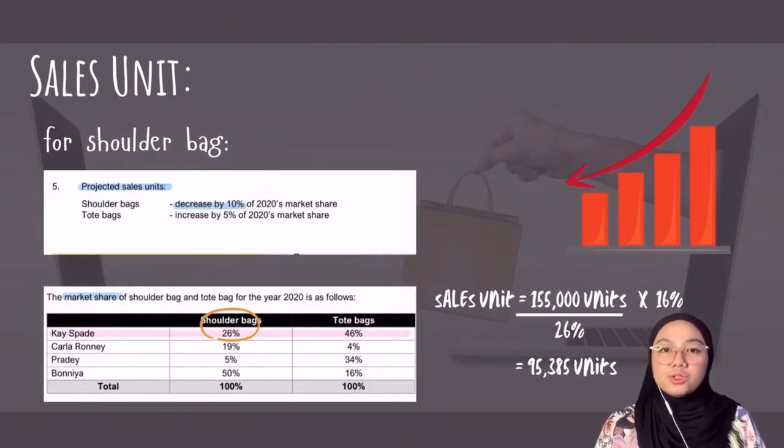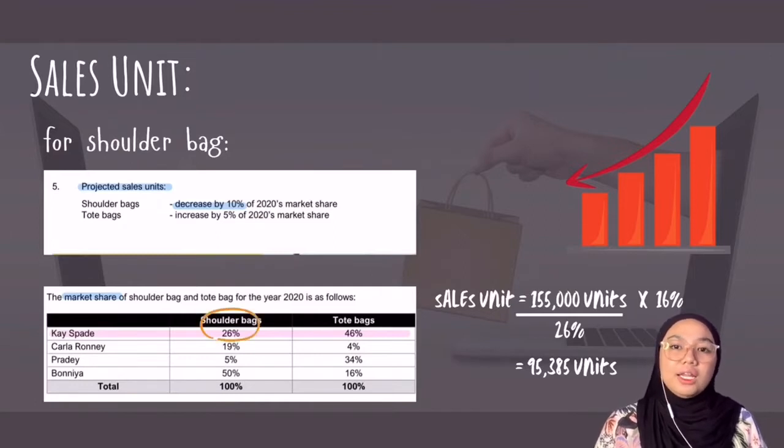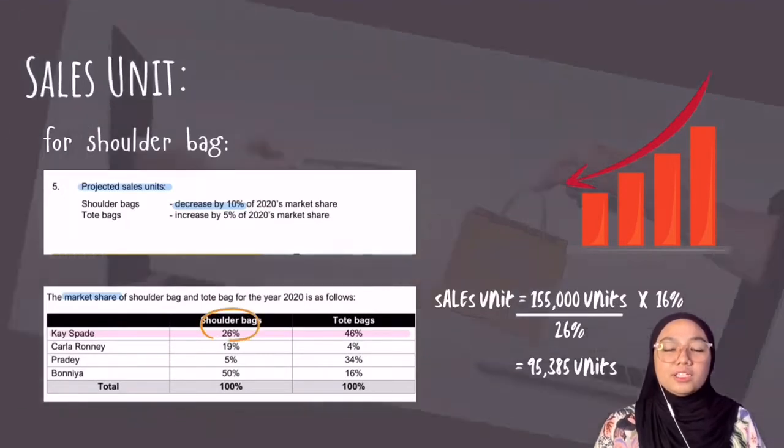Next, sales unit. As we can see from note number 5, for shoulder bag, they recorded a decrease by 10% from 26%. Let's see how to calculate the sales unit, which is 95,385 units. The 155,000 units of shoulder bag, we divide by 26%, which is the original percentage. And then we multiply with 16%, the amount after the decrease of 10% of 2020 market share.